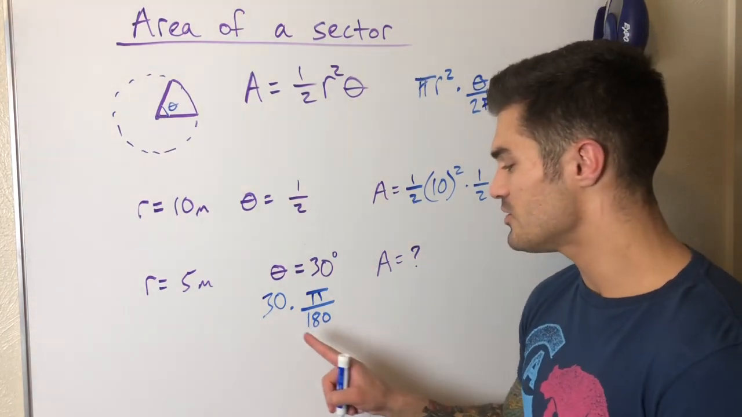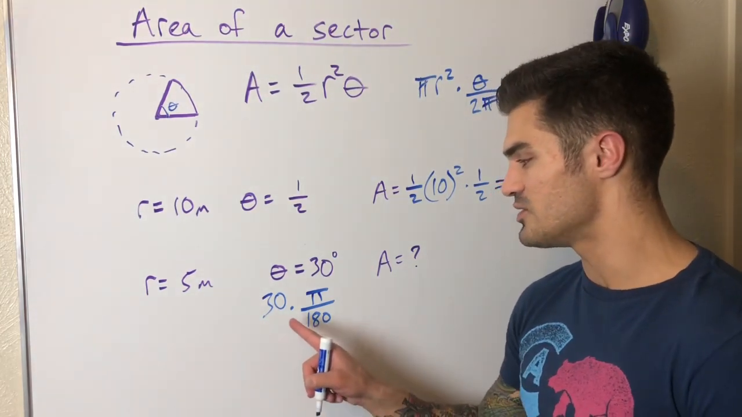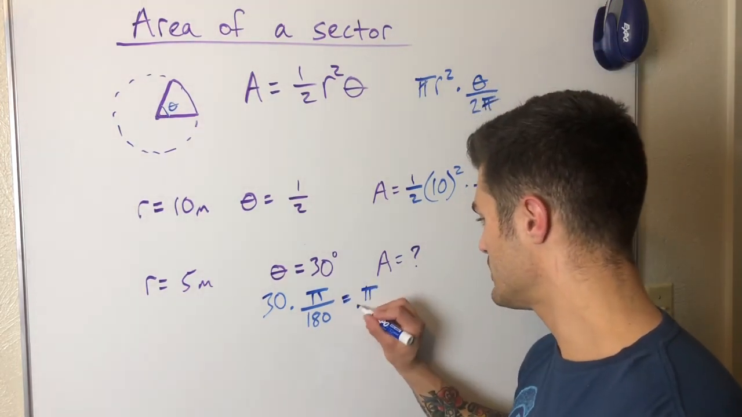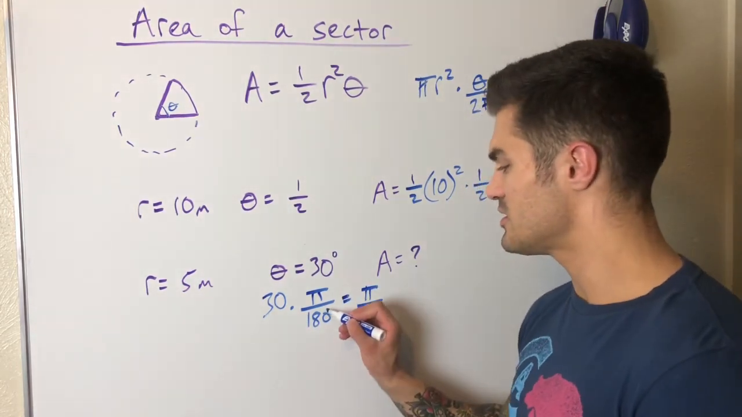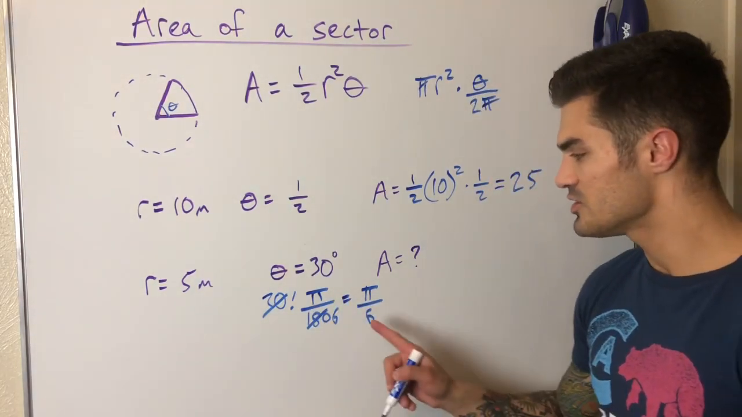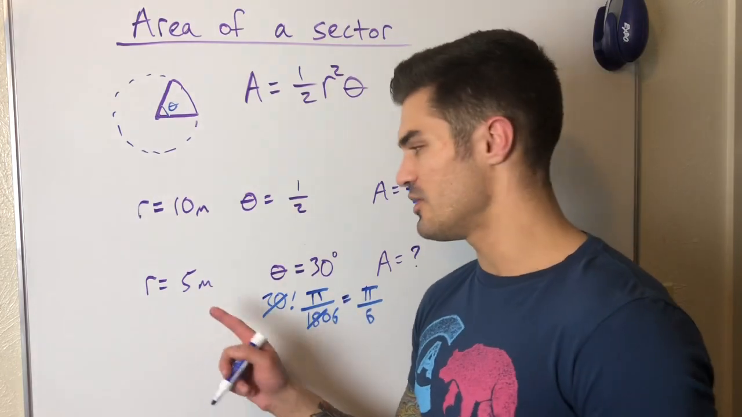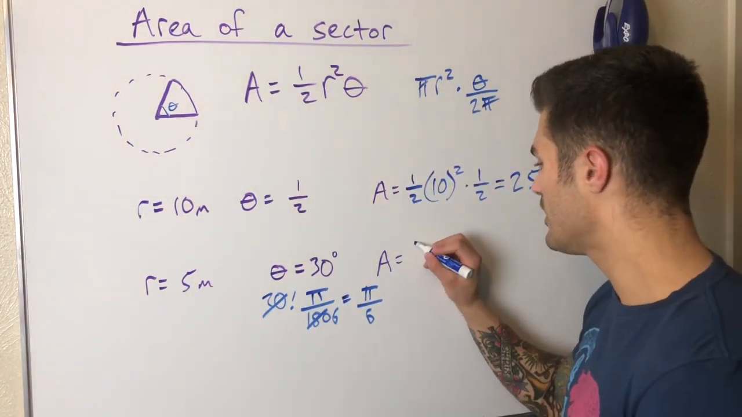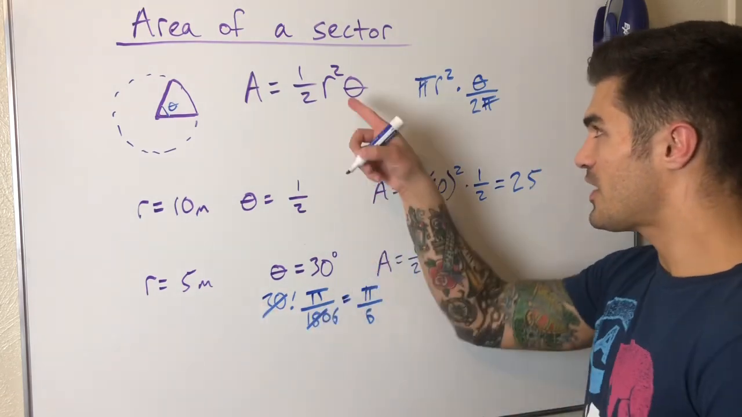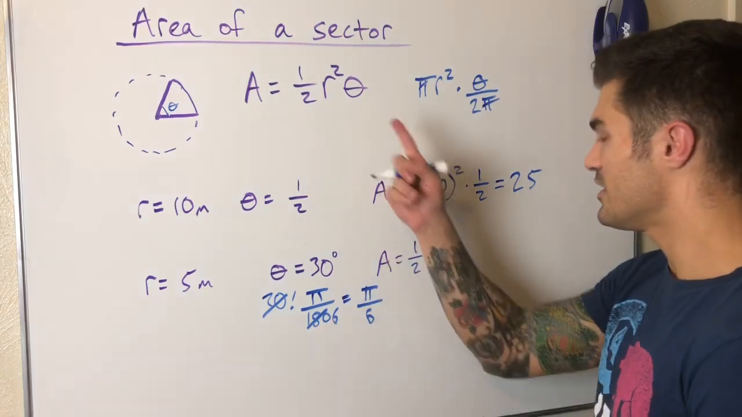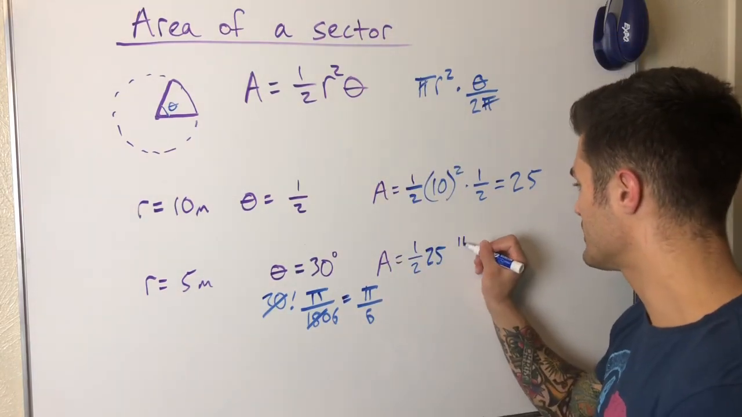So 30 goes into 180. Let's see, what does this simplify to? 1/6. This gives me pi over 6. Does that make sense? I cross this out and write a 6, cross this out and write a 1. So pi over 6 is my angle in radians. Now I can just plug in for the area here. I have 1/2 times 5 squared, that's 25, and then I have theta, pi over 6.